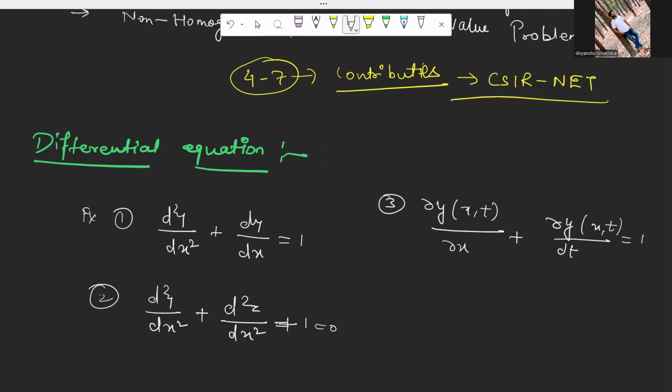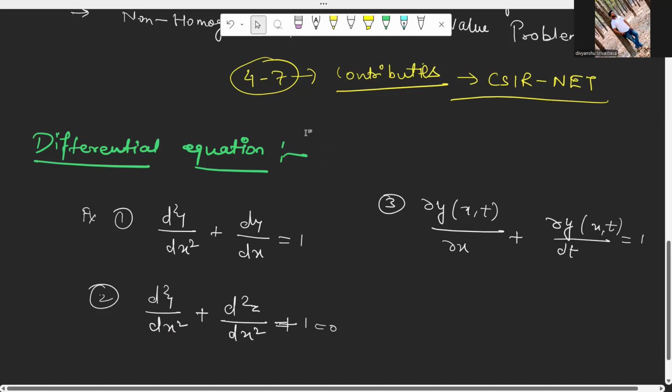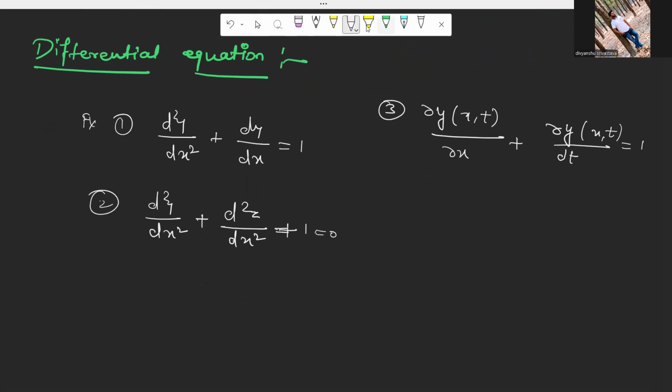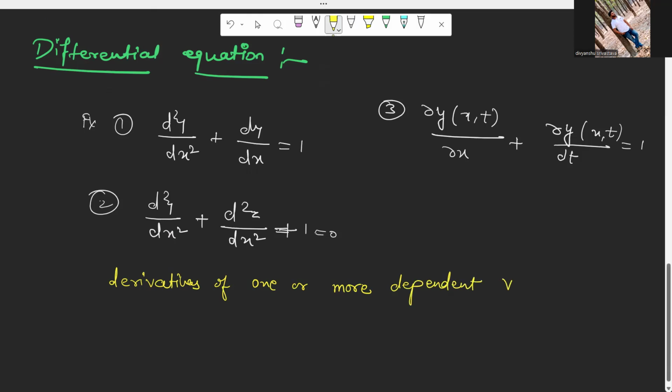Two points may be kept in your mind. The first point is an equation involving derivatives of one or more dependent variables, with respect to one or more independent variables. This is called a differential equation.